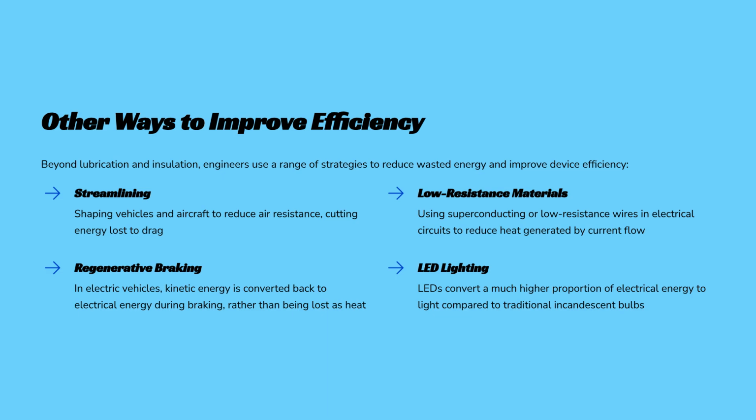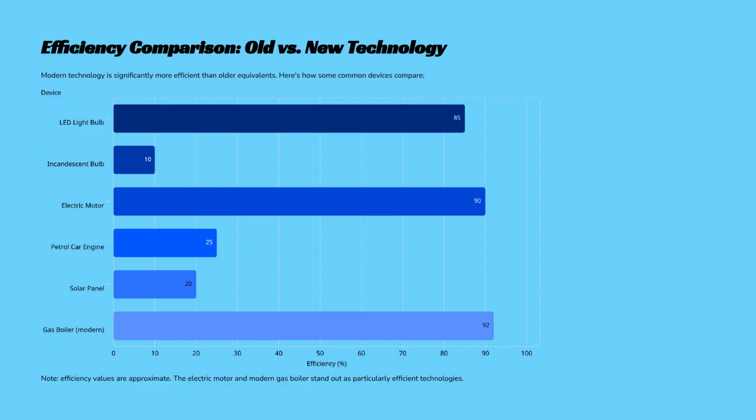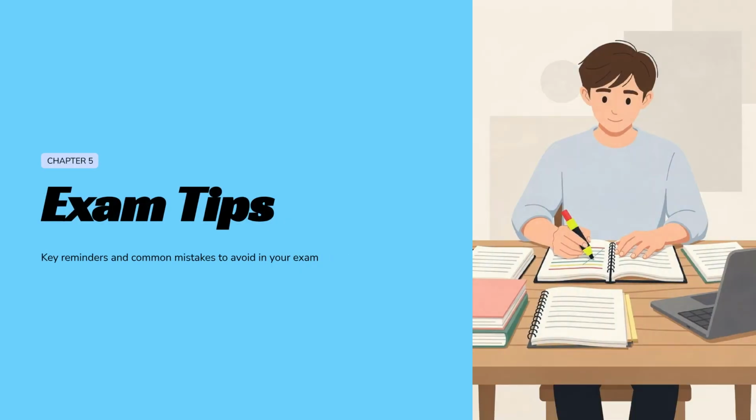Engineers use various other strategies as well, such as streamlining vehicles to reduce drag, using low-resistance materials, or implementing systems like regenerative braking. When comparing technologies, it is clear that modern advancements are far more efficient. LEDs and modern electric motors, for instance, outperform their older counterparts. To wrap up, here are some final exam tips to help you secure the highest marks possible.